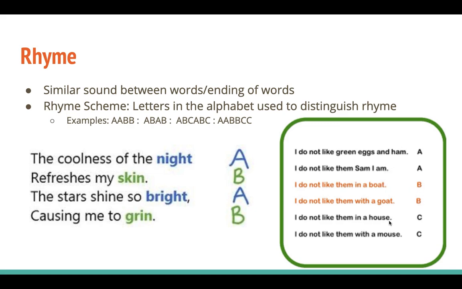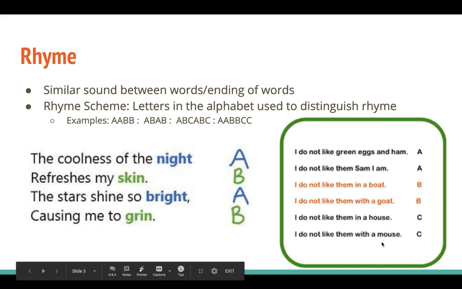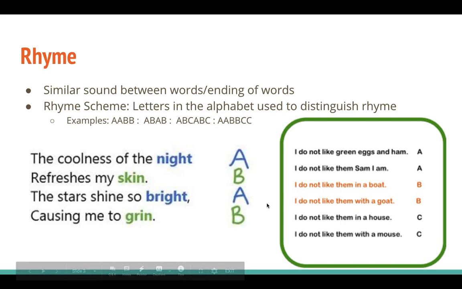I do not like them in a house. House does not rhyme with goat or boat or am or ham, so you go to the next letter of the alphabet, which is C. I do not like them with a mouse. Oh, here we go. Mouse does rhyme with house, so it goes with C. So that rhyme scheme is AA, BB, CC. But again, they could be in any form.